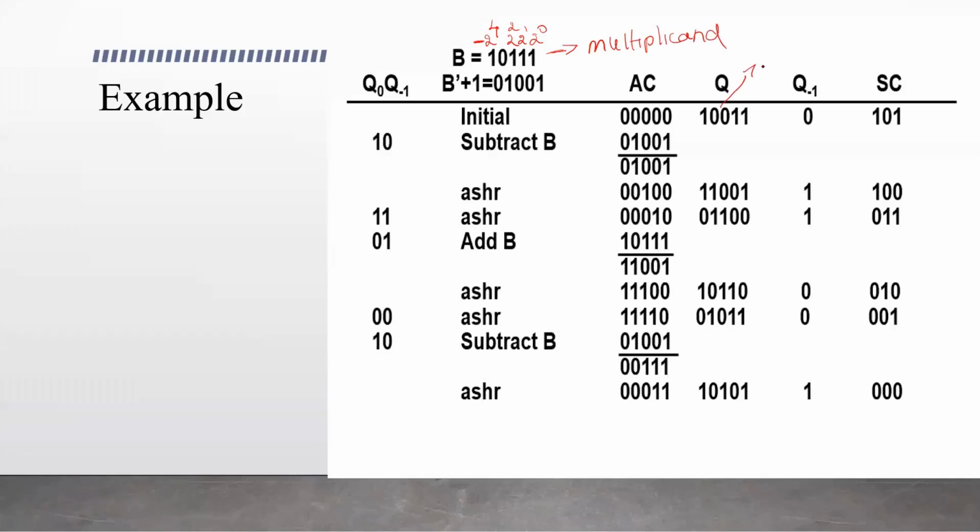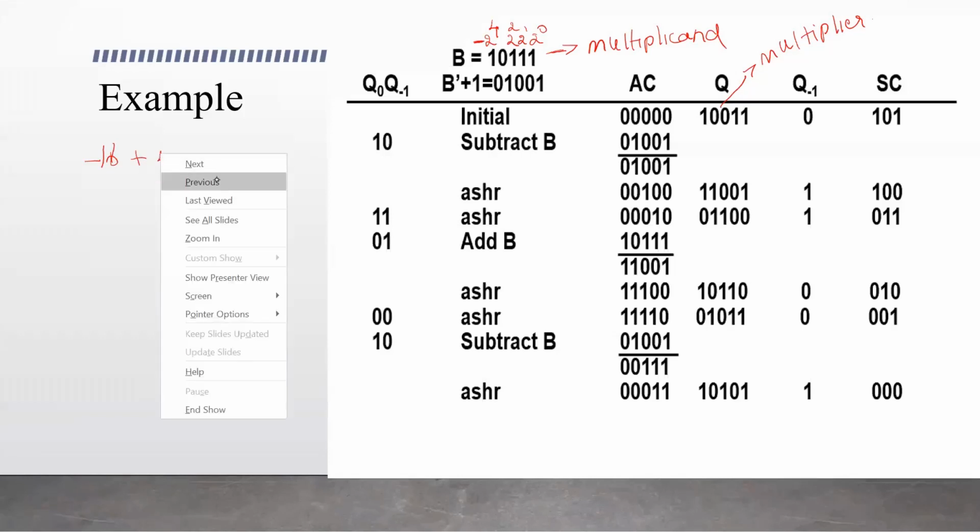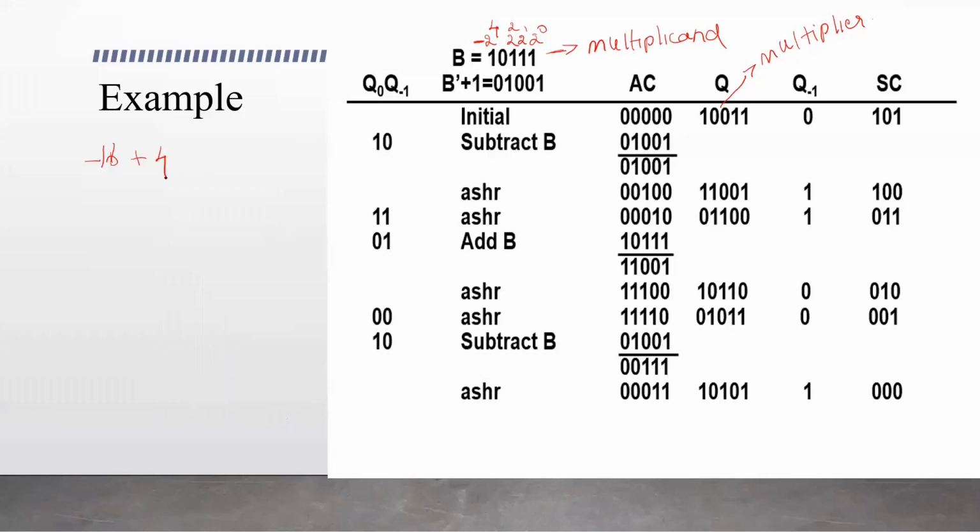And Q is the multiplier. So here, to check what this number is, 2 power 4 is 16, correct? Minus 16 plus 4 plus 2 plus 1. So this is minus 9. Okay, so this B is minus 9.